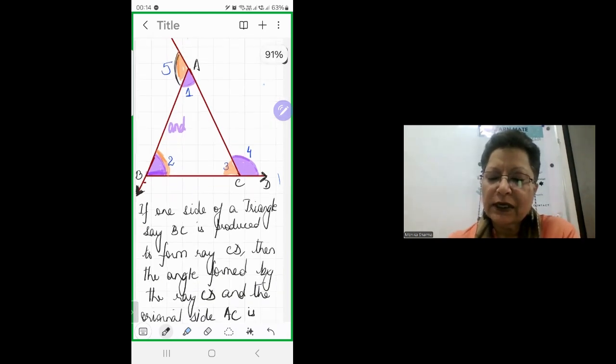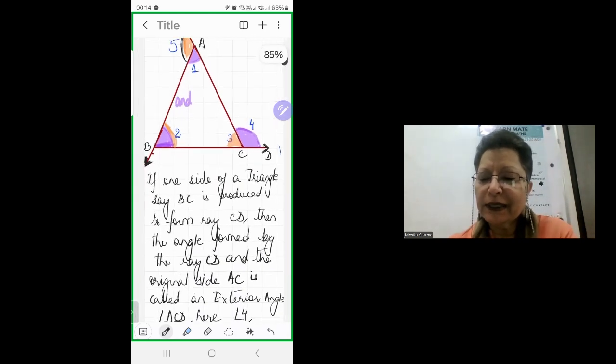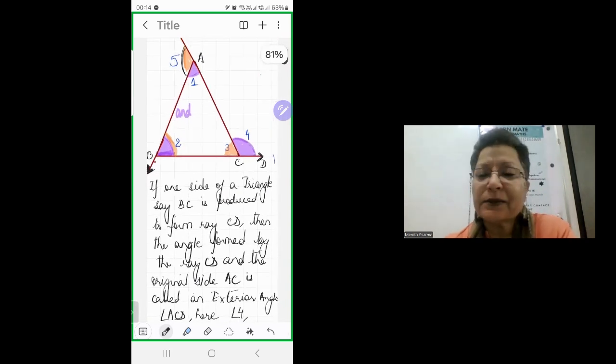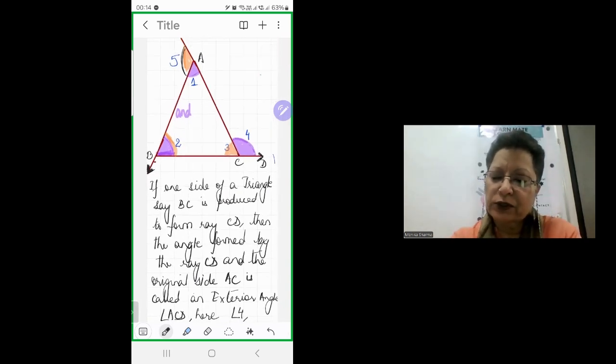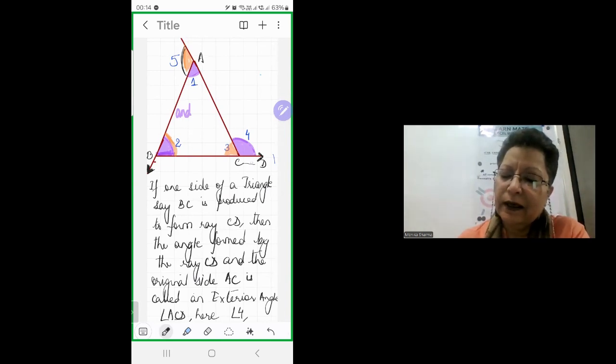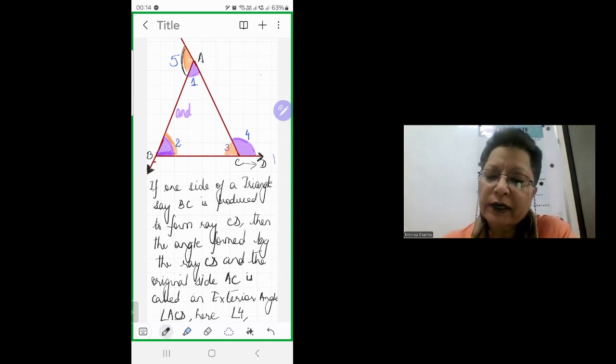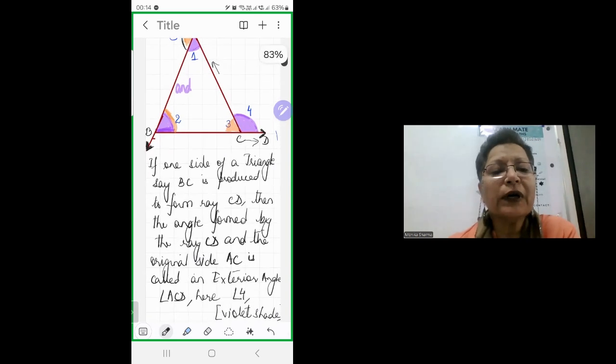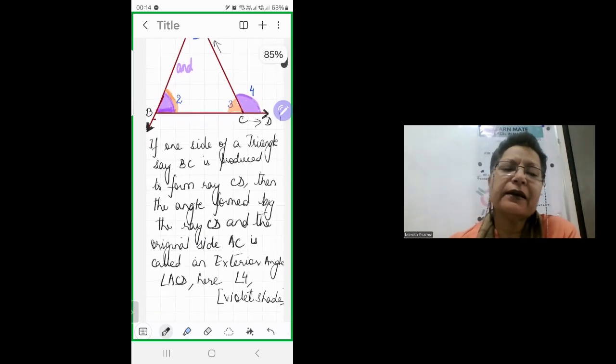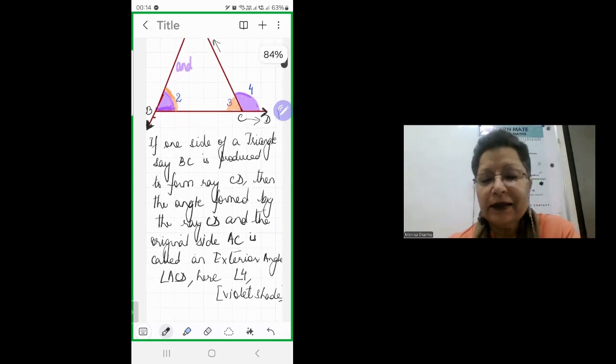So, as the definition goes, if one side of a triangle, say BC, which I've taken as the base, is produced to form ray CD, then the angle formed by the ray CD and the already existing side AC is called an exterior angle, and it is at the vertex C. So here angle 4, which has been marked in mauve color, is the exterior angle at point C, right?